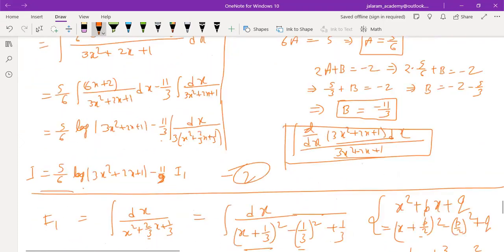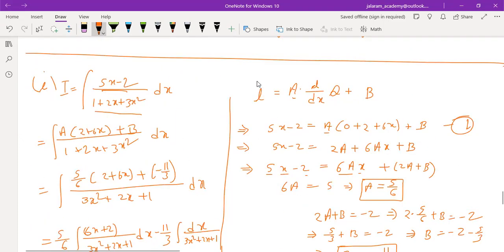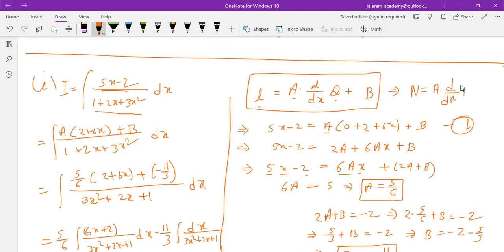Have you understood the method? Whenever there is a linear term in the numerator and a quadratic in the denominator, you can use the method to solve it like this. Is that clear to you? Linear equals A into differentiation of quadratic plus B. Or when there is no square root, we can also write numerator equals A into differentiation of denominator plus B. Okay. Understood everyone?